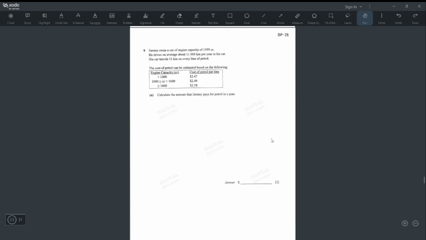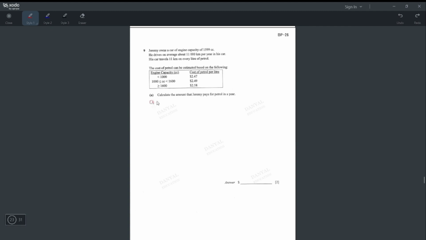And for our last question, we're actually going to take a look at this contextual question, question 9, which is the last question of this paper. So let's try to understand what this question is asking. In this question, we have Jeremy, who owns a car of engine capacity 1,599 cc. He drives on average about 11,000 kilometers per year, and his car travels 11 kilometers on every liter of petrol. So we need to first identify how we can calculate the amount that Jeremy pays for petrol in a year, and what information we need to calculate this amount.